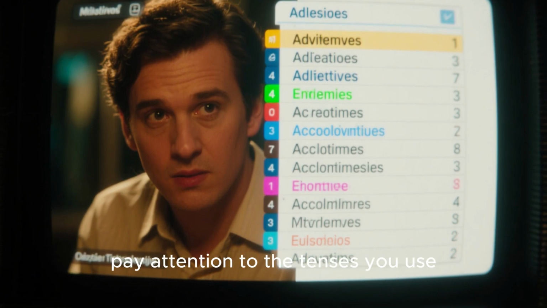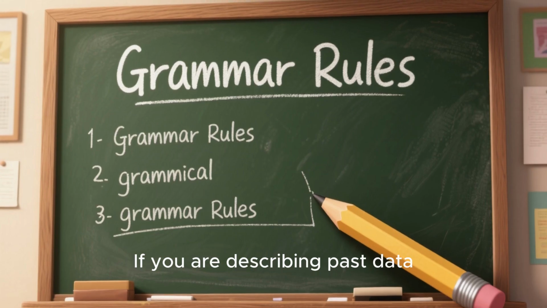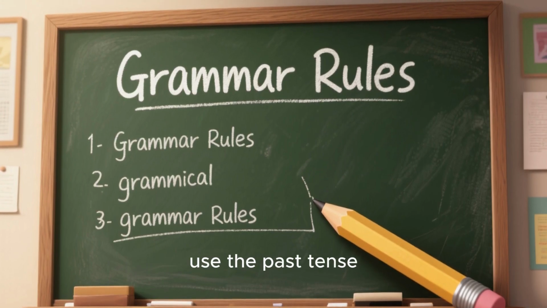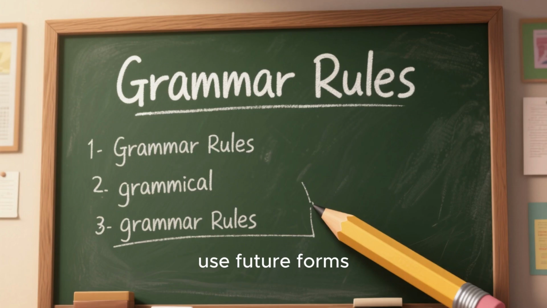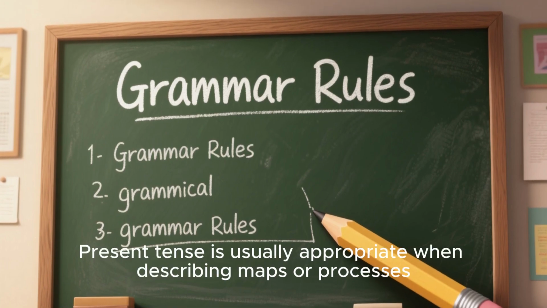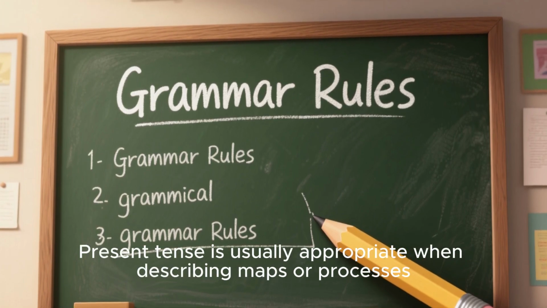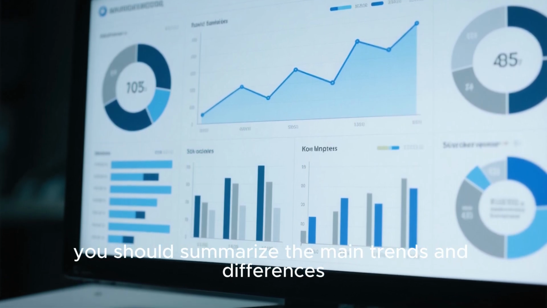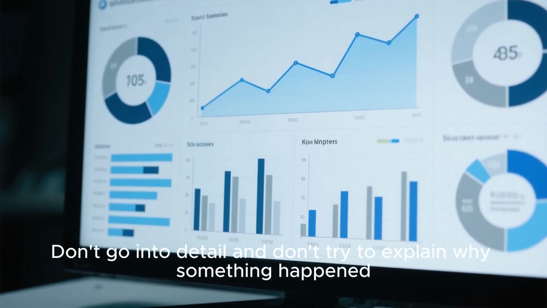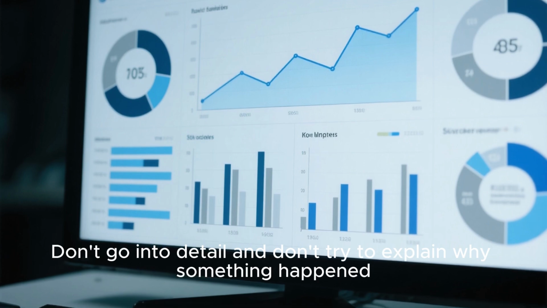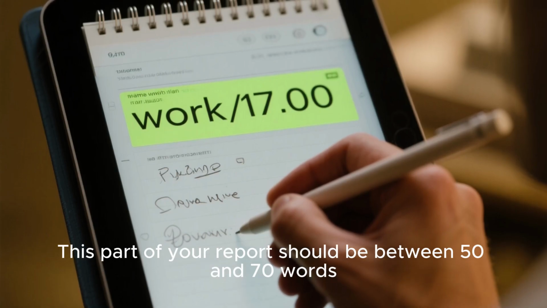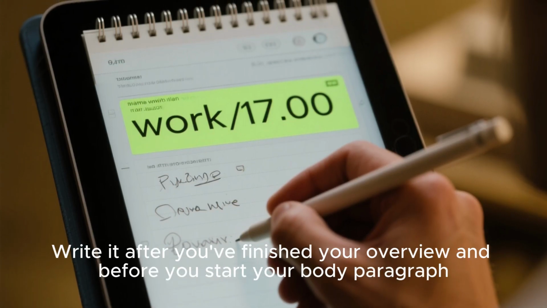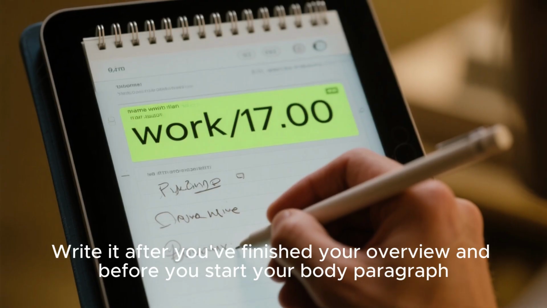Also, pay attention to the tenses you use. If you are describing past data, use the past tense. When discussing predicted figures, use future forms. Present tense is usually appropriate when describing maps or processes. When analyzing graphs or charts, you should summarize the main trends and differences. Don't go into detail and don't try to explain why something happened. This part of your report should be between 50 and 70 words. Write it after you've finished your overview and before you start your body paragraph.